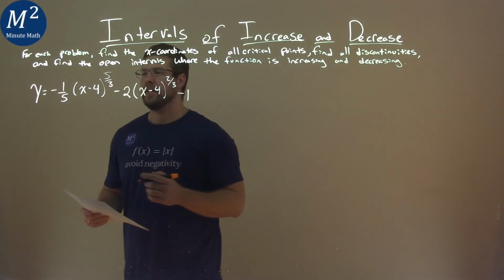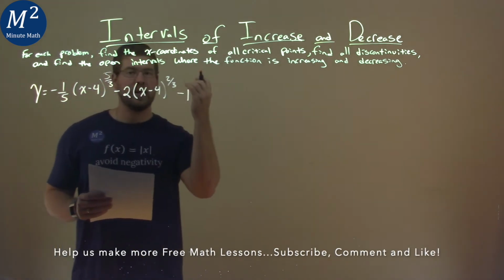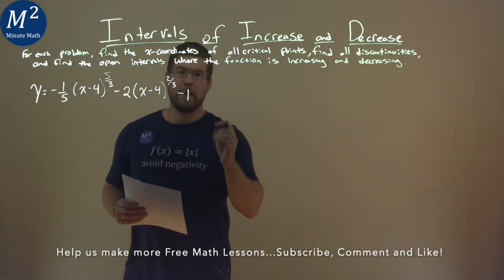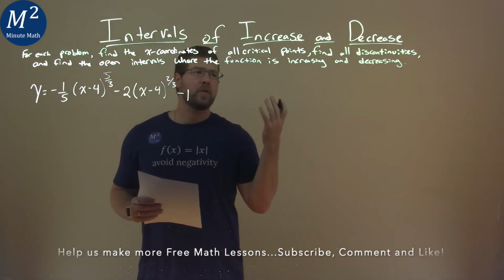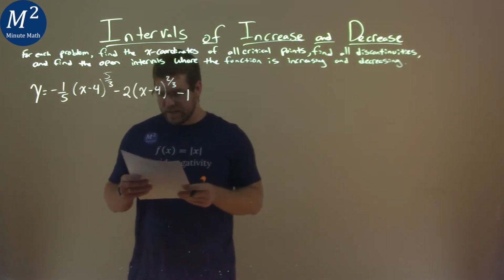We're given this problem right here. y equals negative 1/5 times (x minus 4) to the 5/3 power, minus 2 times (x minus 4) to the 2/3 power, minus 1. And we find all the critical points, where the function is discontinuous, and where the function is increasing and decreasing.